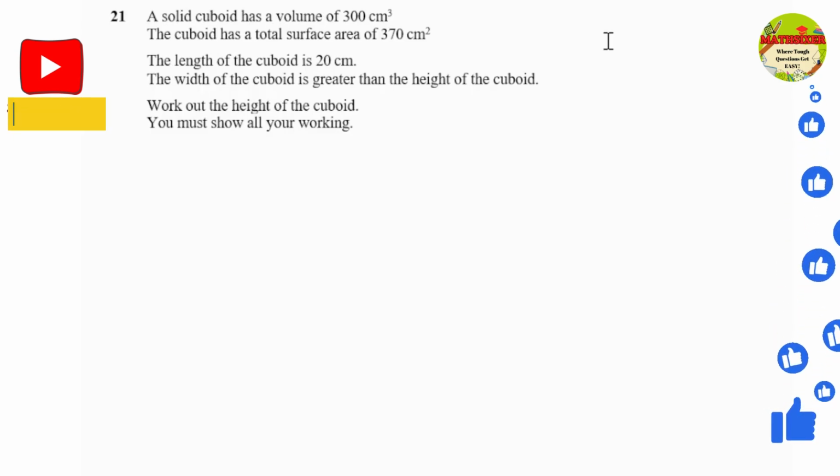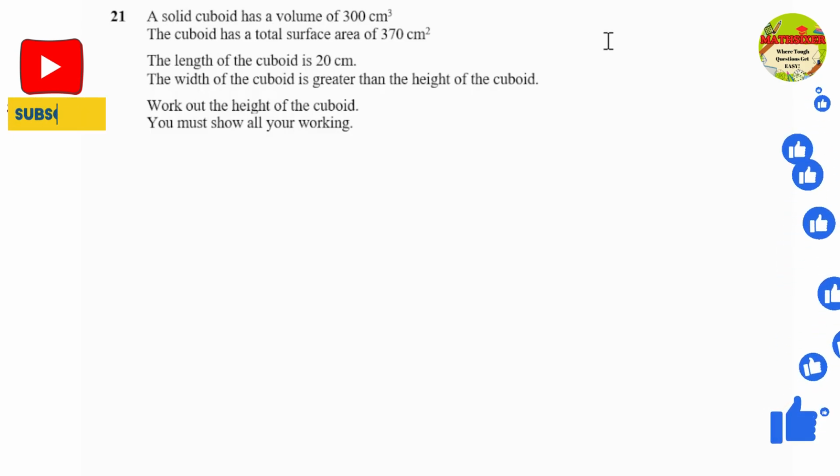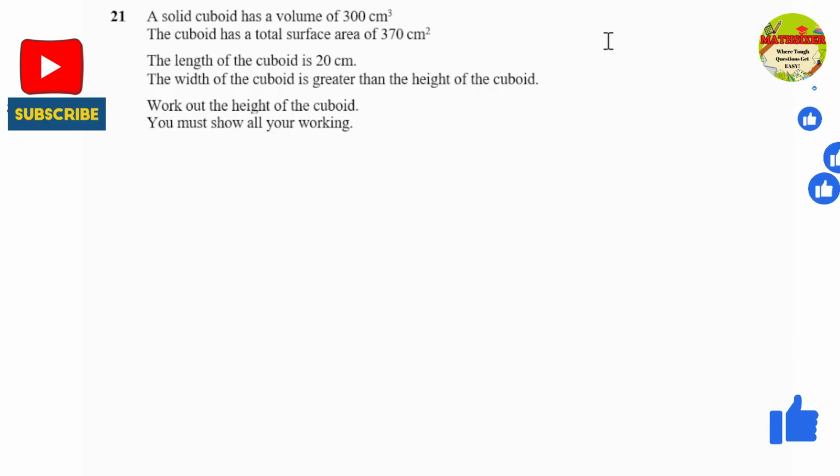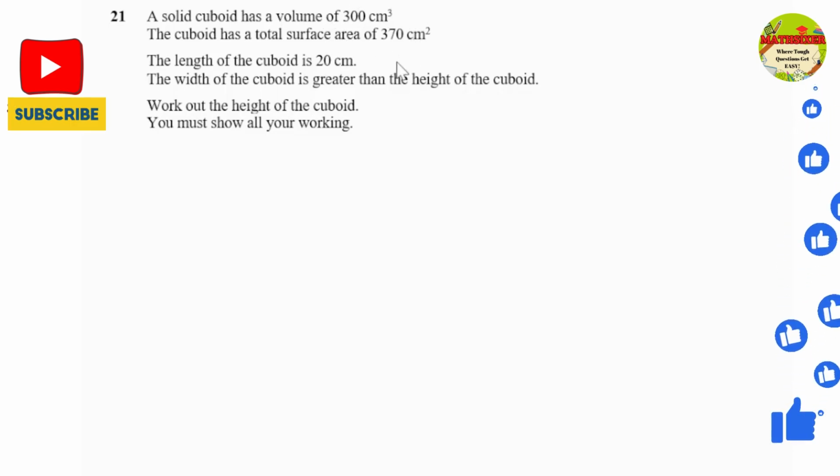Hello dear students, so we're doing again the 2024 May paper, non-calculator. This is question number 21. It says a solid cuboid has a volume of 300 centimeter cubed.